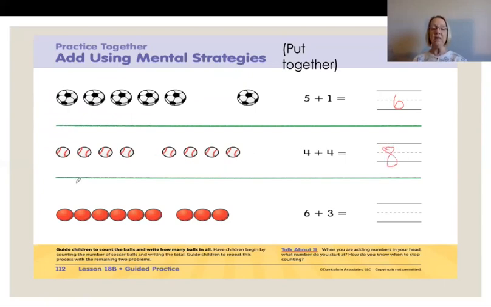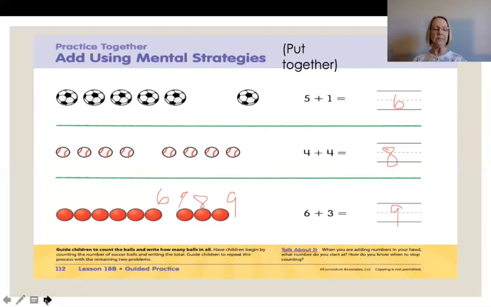Okay, here we have 6 red balls. 1, 2, 3, 4, 5, 6. And we're going to put together some more balls with these 6. And so we say we have 6 here. And then we're going to say 7, 8, and 9. So how many total red balls do we have? We have 9. Great, boys and girls.